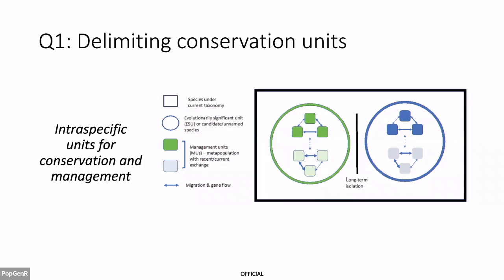So this is hedging on the term species, but this black box is a species under current taxonomy. And then we have what are 2 ESUs. Those are 2 groups within the species that do not really have any gene flow between them. But within each ESU, we have sets of populations that do have gene flow, but that, as shown by the arrows, varies between them. And this is important information in conservation because what are the discrete units? Where is their gene flow? These are all really relevant.